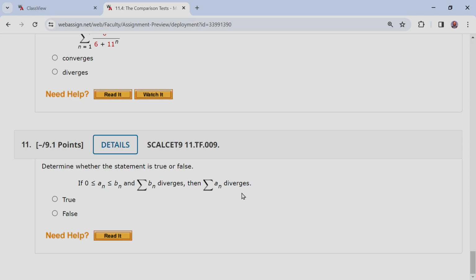Boy, something like this, I could totally imagine this on a true-false question of a quiz or a test. This is a classic demonstration of do you get what the direct comparison test is all about. So setting that aside, that's a wrap on 11.4. Let's move on to 11.5.